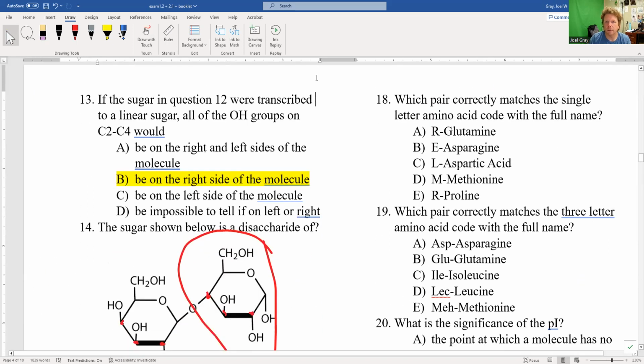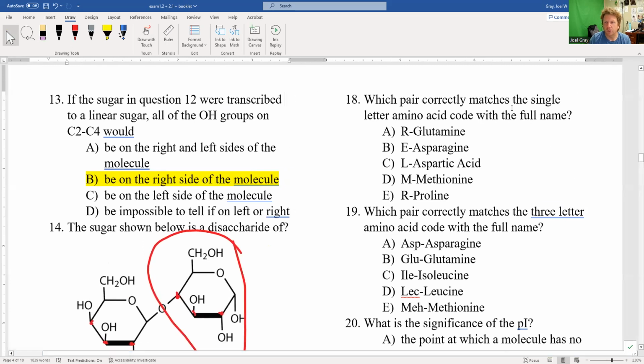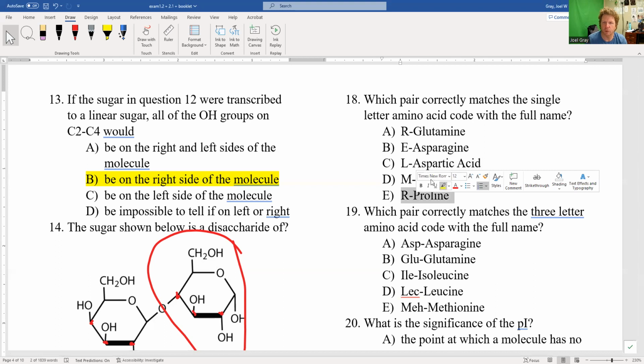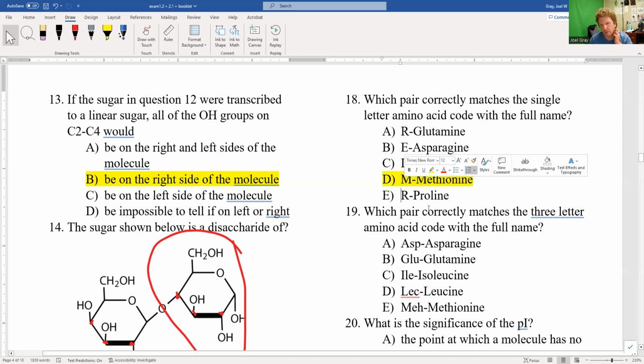All right, number 18. Which pair correctly matches the single letter code with the full name of the amino acid? So if we look at these, I think a good way to start is just to ask, is the first letter the same? And let's go with D. M is methionine. That is correct. R is arginine. Glutamine is Q. Asparagine is N. E is glutamic acid. L is leucine. D is aspartic acid. R is arginine. P is proline. So D, M, methionine is our best answer.